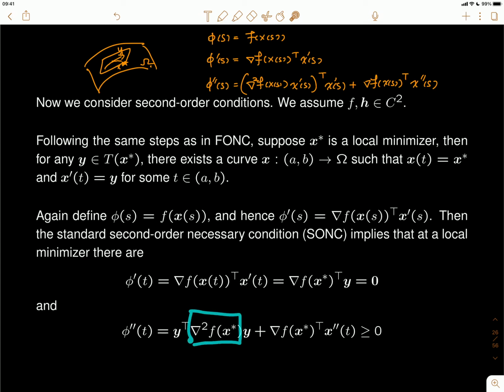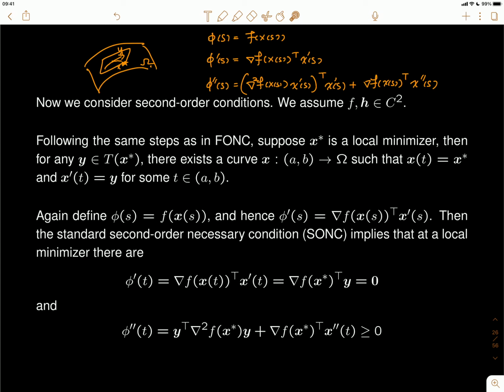Okay, so this is a symmetric matrix. That's why when I take a transpose of it, it's just itself. And this becomes a y, that's what I put on here, right? So when you put the transpose of this, you get that. And this term is left, it's just this term. Okay, so that's the second order derivative, and I need it to be greater than or equal to zero.